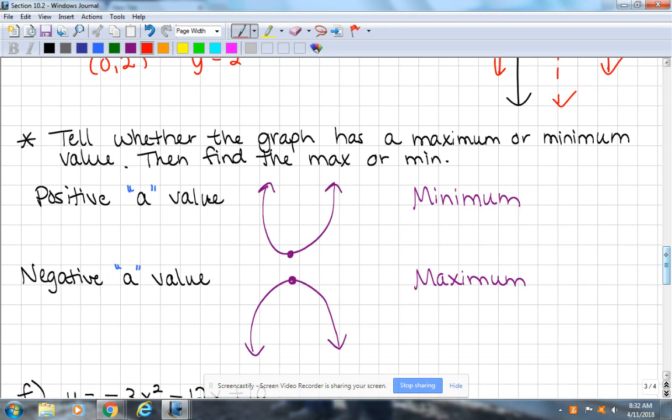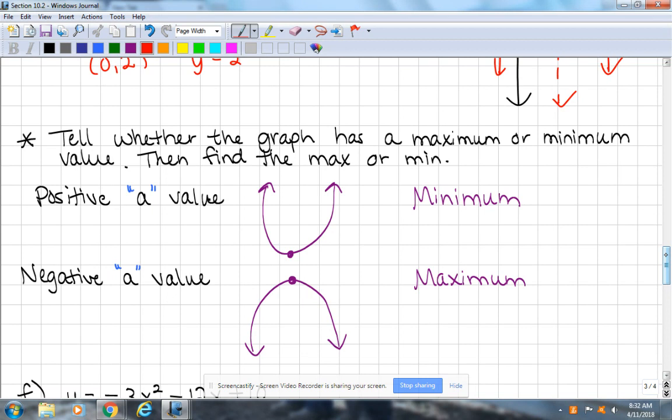If we have a negative a term, a negative in front of our x squared, then we already know that's an upside down U shape. Therefore, the vertex is at the top of the graph, making it the highest point on the graph. And so therefore it is called the what? Maximum. So if you have a U-shaped graph, the vertex is a minimum. If you have an upside down U-shaped graph, the vertex is a maximum.